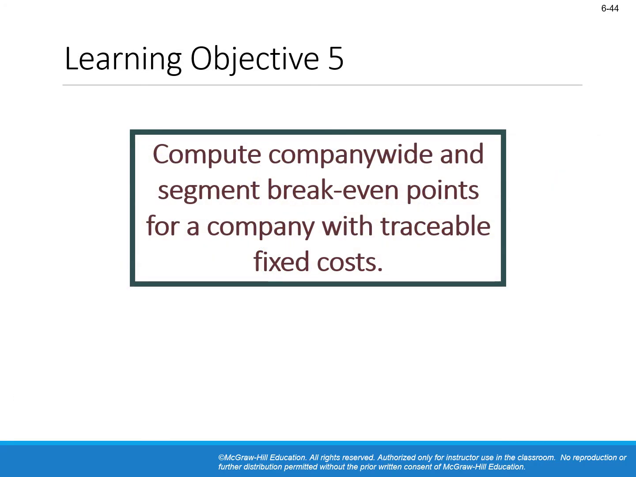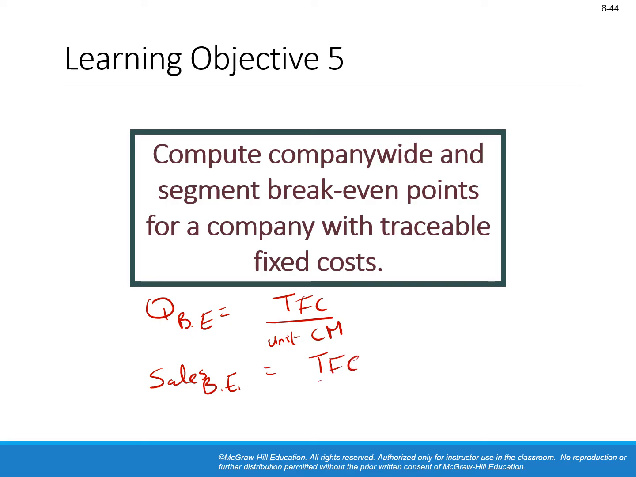Now compute company-wide segment break-even points for a company with traceable fixed costs. Remember that if you want to get quantity to break even, you will have a total fixed cost divided by unit CM. If you want sales to break even, you need to have total fixed cost divided by CM ratio. These are from chapter 5. I'm just reminding you about them.